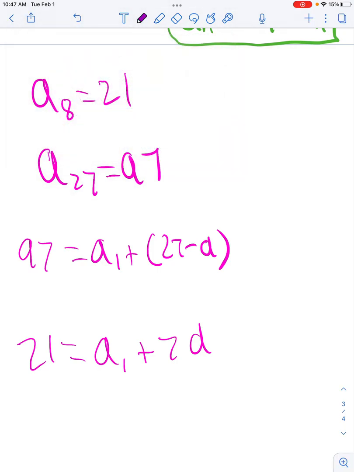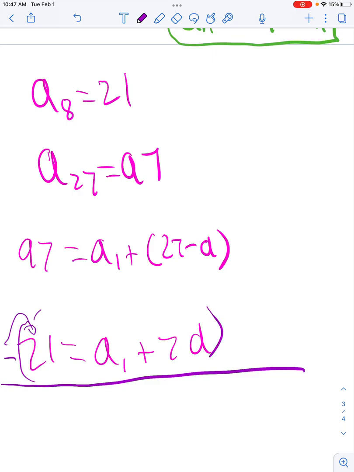So what I'm going to do is subtract these two equations. Now, remember that we have to subtract negative 21 and negative a1, which is nice because this ends up canceling out. 97 minus 21 is 76, and 27, or excuse me, I think I miswrote that. Oh, 27 minus 1 gives us 26.